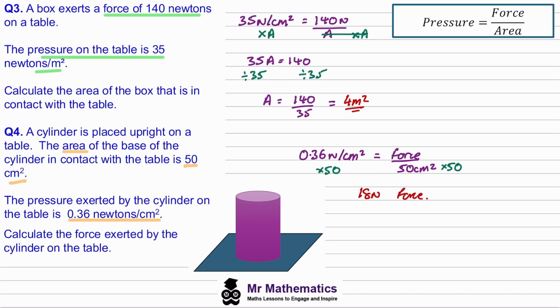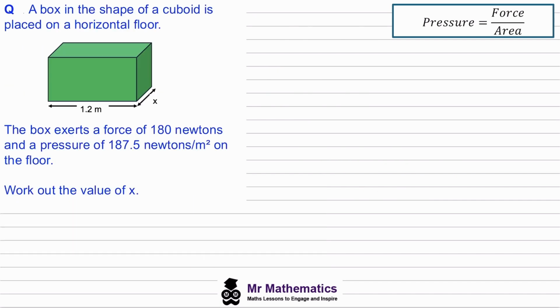Okay, so let's try some exam style questions. Now we're told that a box in the shape of a cuboid is placed on a horizontal floor. The box exerts a force of 180 newtons and a pressure of 187.5 newtons per meter squared. We've been asked to work out this value of x. If you want to try this question, you can pause the video, and when you come back, we'll go through the solution.